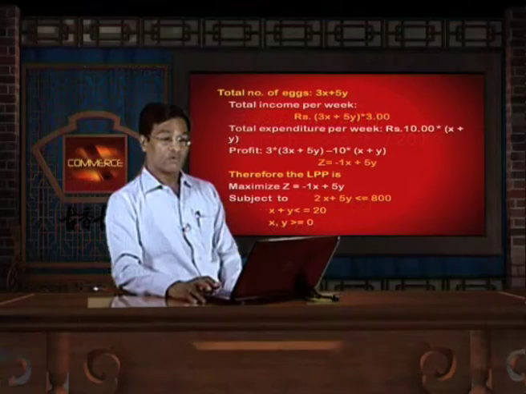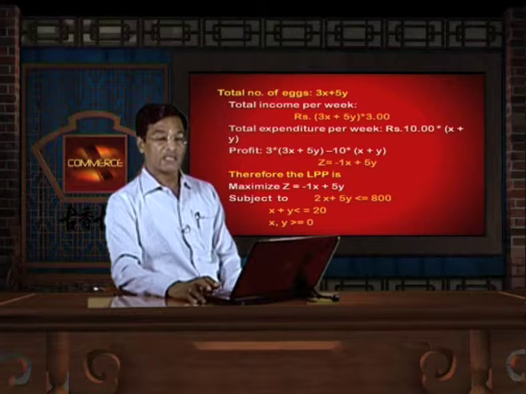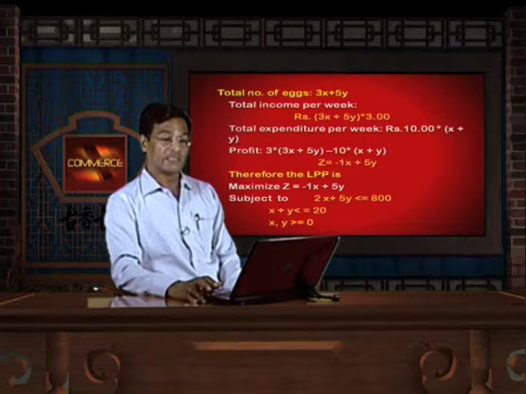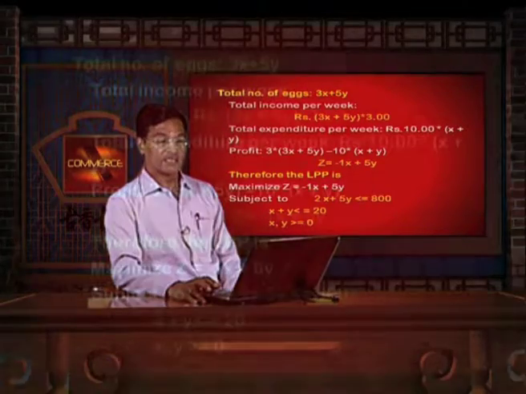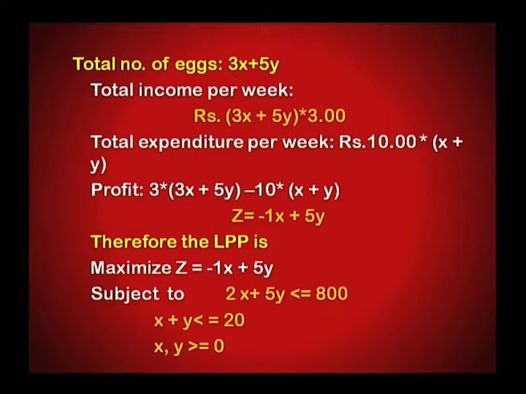Now, the total number of eggs is 3x plus 5y. Total income per week is 3x plus 5y multiplied by 3 rupees. Total expenditure per week is 10 rupees multiplied by x plus y. Therefore, the total profit per week is 3 multiplied by 3x plus 5y minus 10 multiplied by x plus y. That is, the profit is minus 1x plus 5y.